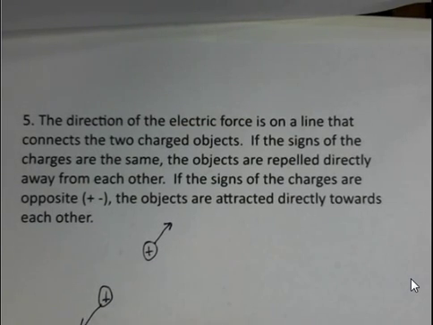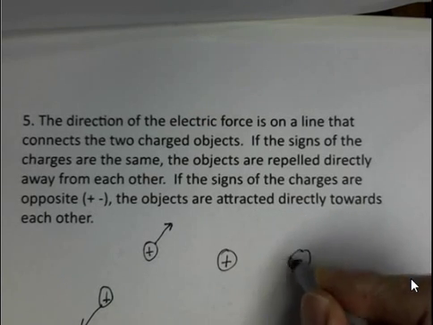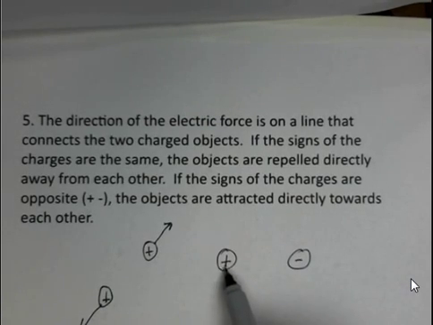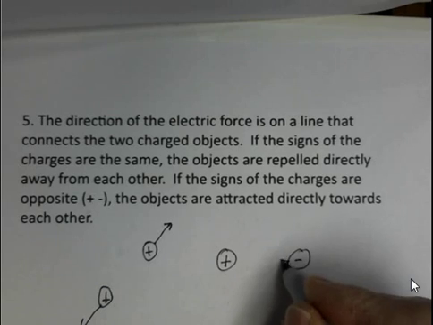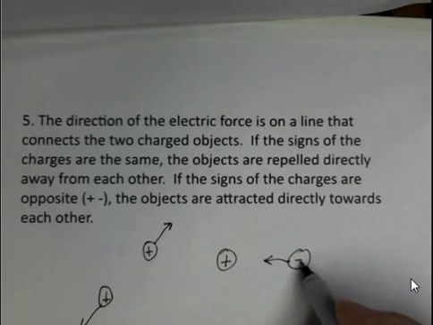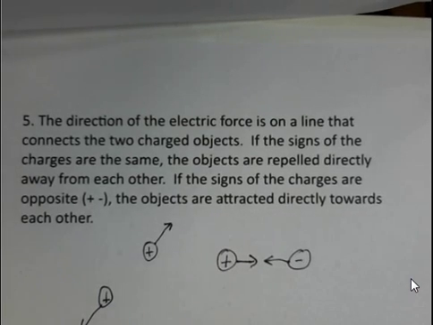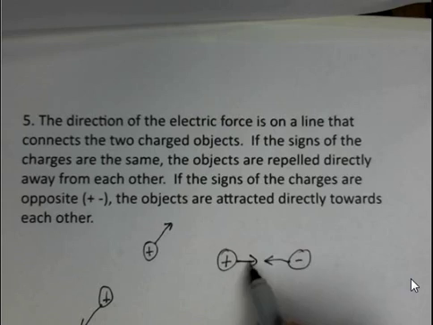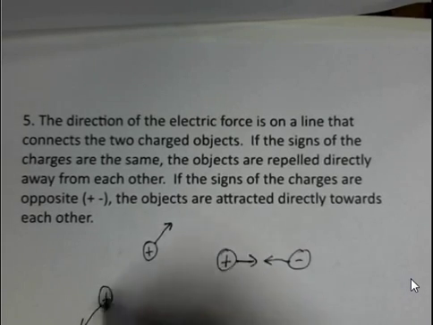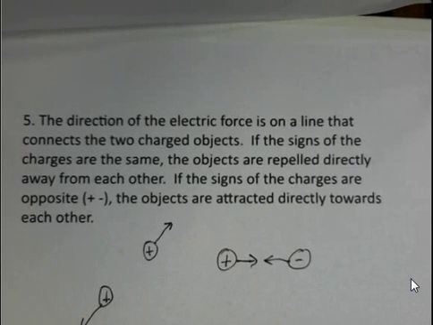If they're oppositely signed charges, so plus here and minus here, this object creates an attractive force on this object. This object creates an attractive force on the positively charged object, and those will be the same magnitude arrows. But we get this directly away or directly towards for the direction of the force.